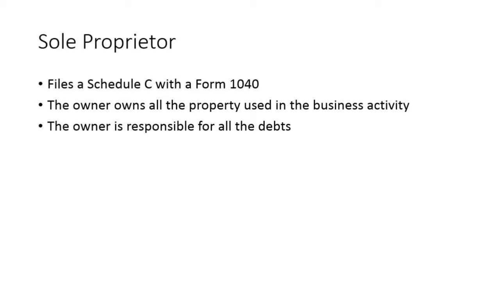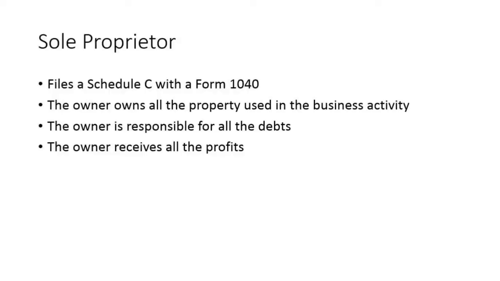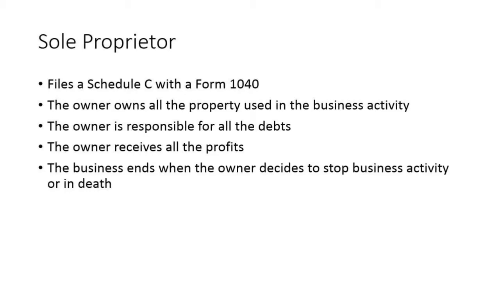The owner is responsible for all the debt. So again, it's a personal debt. Anything that you create as, say, a credit card, for example, that's all considered a personal debt. The owner receives all the profits. Any money coming in is 100% part of the owner's revenue. The business ends when the owner decides to stop business activity or in death.